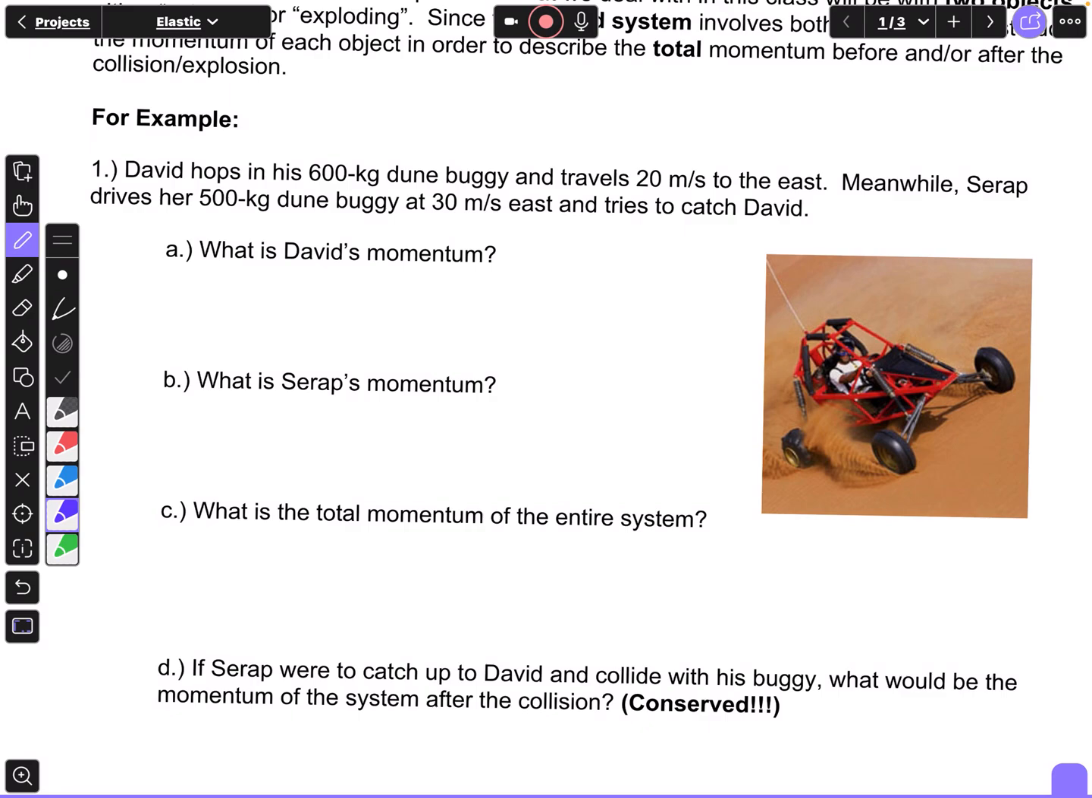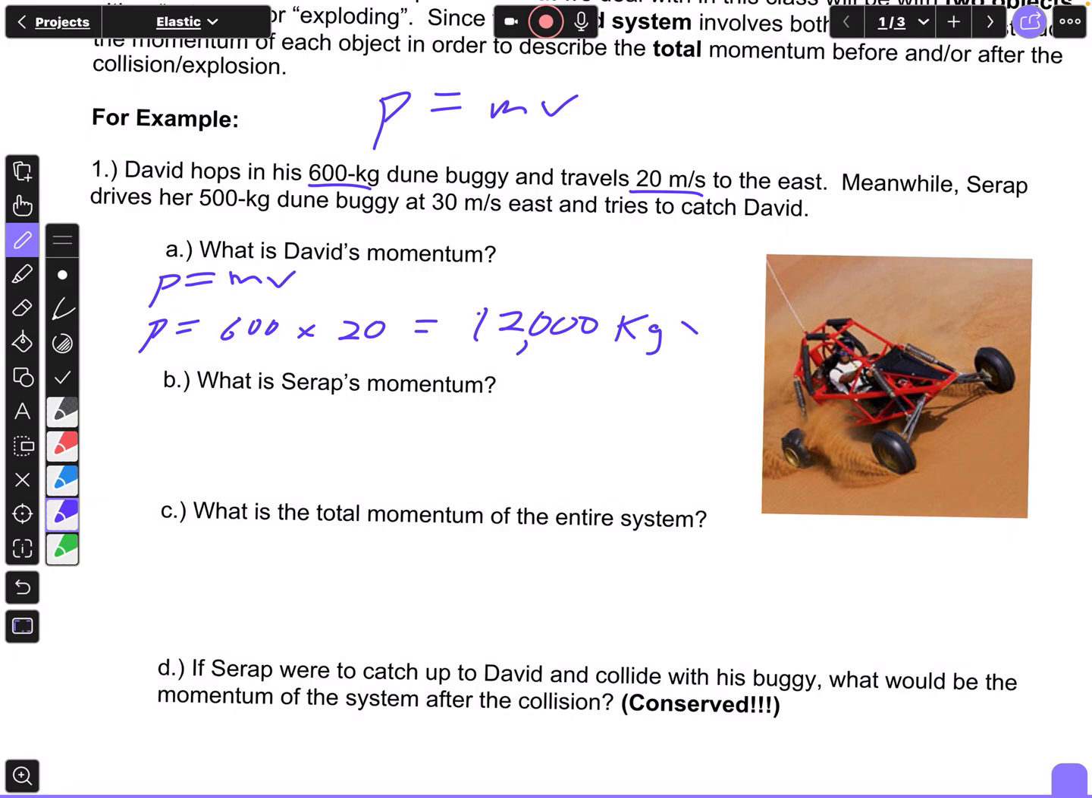Well, David has a mass. Remember, momentum is equal to mass times velocity. So, he has a 600 kilogram dune buggy and it travels at 20 meters per second. So David's momentum is P equals M times V. His momentum would be 600 times 20, which would equal 12,000. And then our units for momentum, if you remember, are kilograms times meters per second.